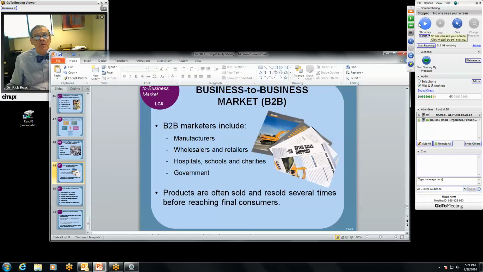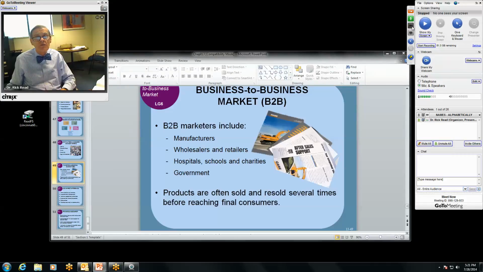Business to business market, as we have said, is different. We're going to talk about this a little bit more later on. The B2B people are manufacturers, wholesalers and retailers, hospitals and other institutions, and the government. Notice that products sold in this market are often resold or reused to produce other products.